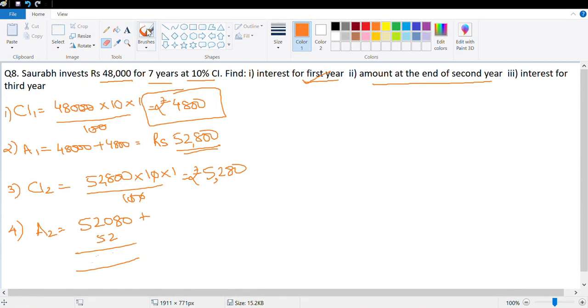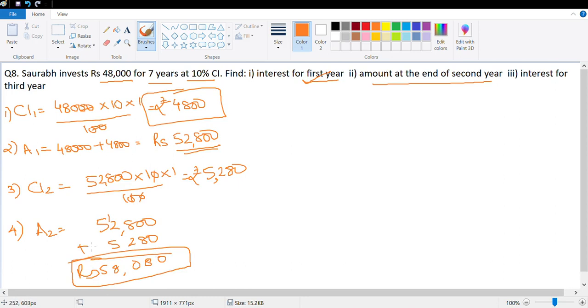Okay, so you need to be careful. This is 5280, 8 plus 8, 16. Have I made some mistake again? Yes, I have. This is not 52080. This is 52800. So 52800 plus 5280. 0, 8, 8 plus 2, 10, 8, 5. So rupees 58,080 is the amount for second year.